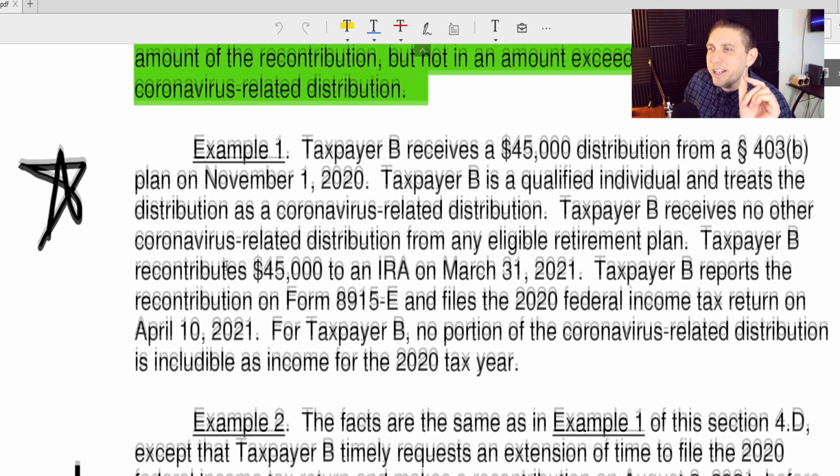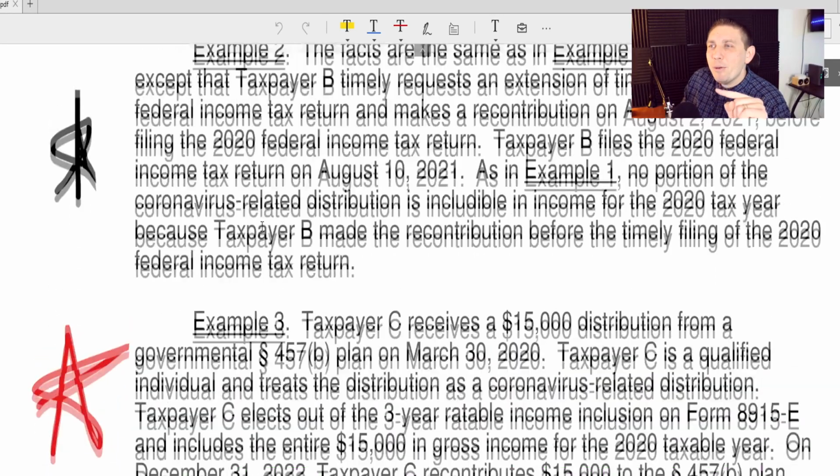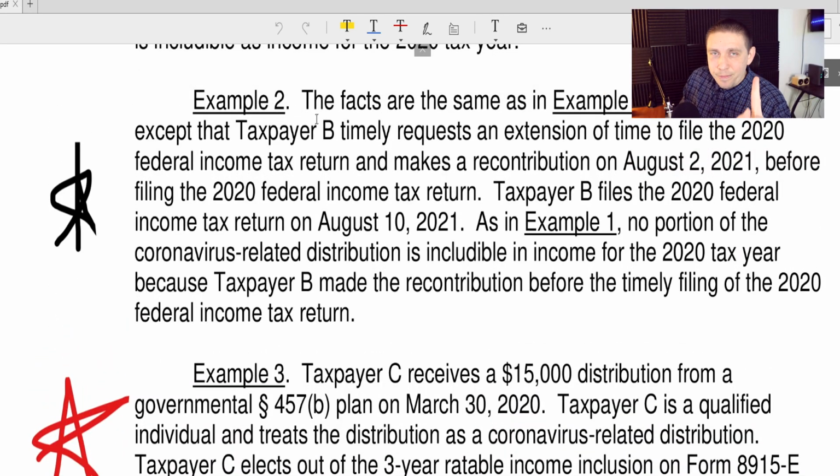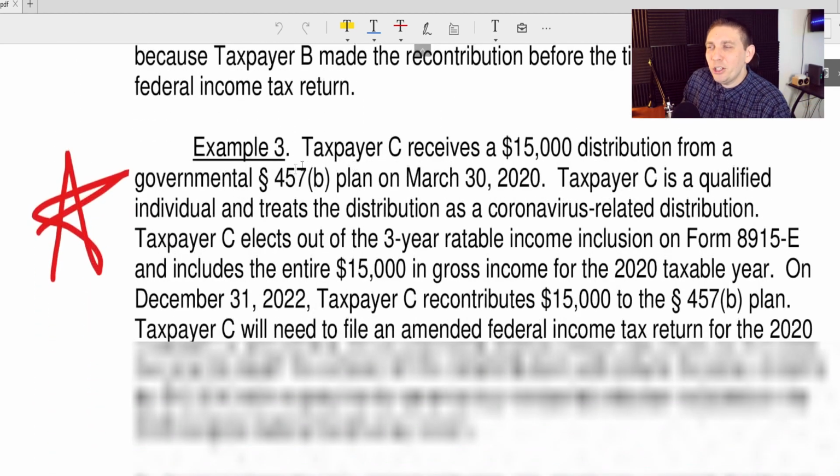There's 2 other examples on here. I'm not going to cover these, but I want to show you that they're here. Same scenario, but just the timing of when they put the money back. In example 2, they file an extension. It all works out the same, where he's got nothing to be included in income.